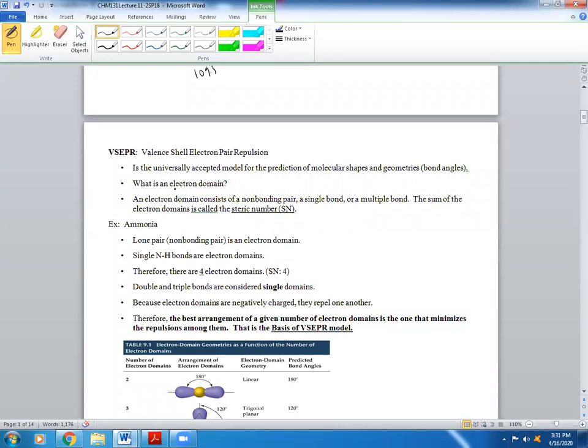And what is an electron domain? An electron domain, and this is a very important definition, basically a domain means nothing but a group of electrons. A domain consists of non-bonding pairs, single or multiple bonds, and the sum of them all is called the steric number, and we're going to need to use this also when we get to the valence bond theory. But what do I mean by this?